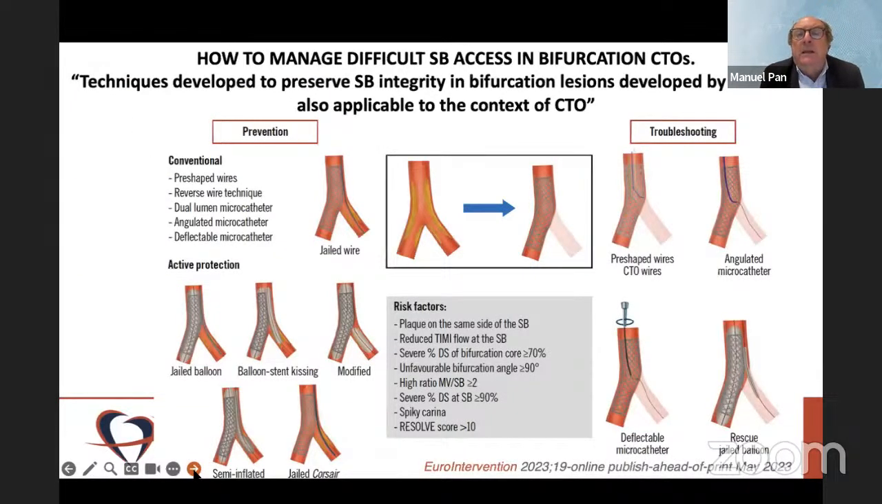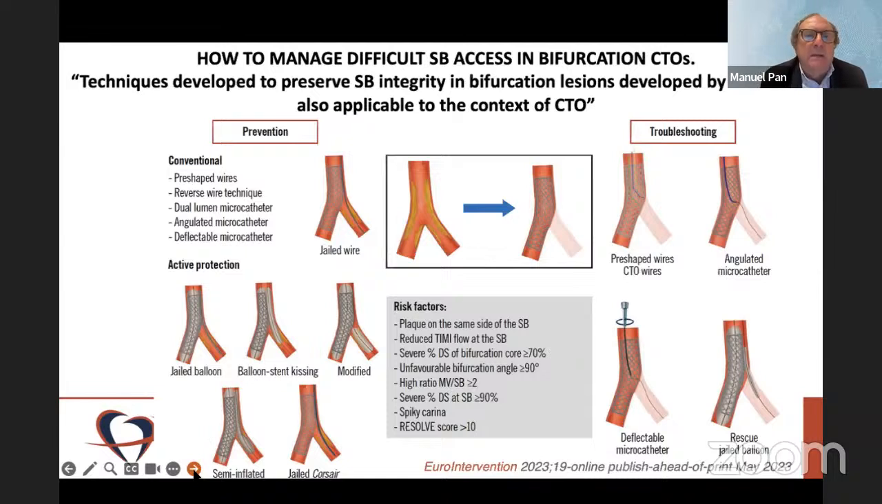How to manage the difficulties in the side branch access? We know that the techniques developed for regular bifurcation are also applicable for the context of CTO plus bifurcation. This slide summarizes a simultaneous consensus paper published in the same year, and all these recommendations apply to the bifurcations in the context of a CTO.